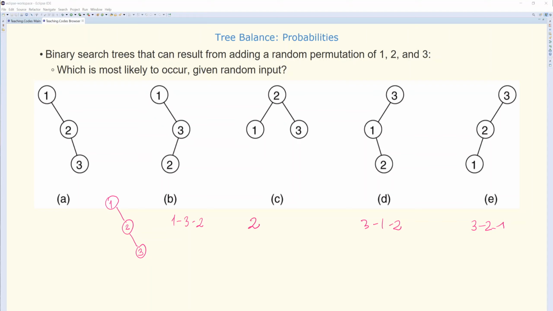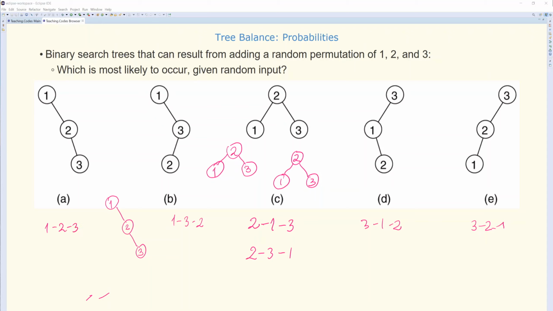Then 2 is placed here. If the next input is 1, so it's in the order 2, 1, 3, 1 would be placed here and 3 would be placed here. However, if the input was in the order 2, 3, 1, what would be the difference? 2 would be again at the root. When 3 comes, 3 would be to the right of 2, and 1 would be coming to the left of 2. So it's the same thing. Therefore, for this one, it was in the order 1, 2, 3.